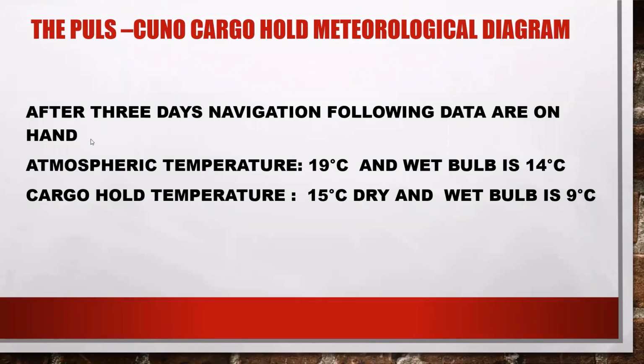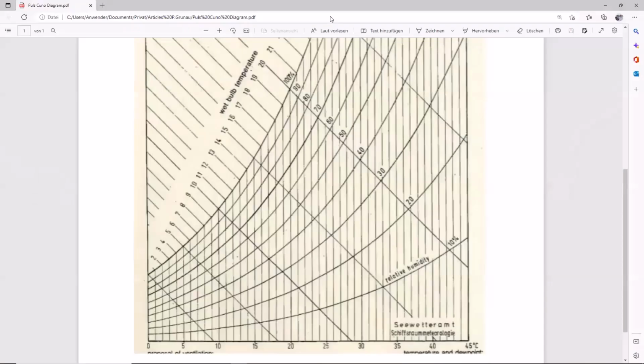After the first 3 days, the atmospheric temperature is 19 with a dry bulb, with a wet bulb of 14, and the cargo hold temperature is 15 degrees and the wet bulb is 9 degrees. So now what we have to do is we take our diagram and we enter the given values. So what we had was 15 degrees and 9 degrees. The wet bulb was 9 here and the dry is 15 here, which means it intersects here. So therefore now we can create our fields.